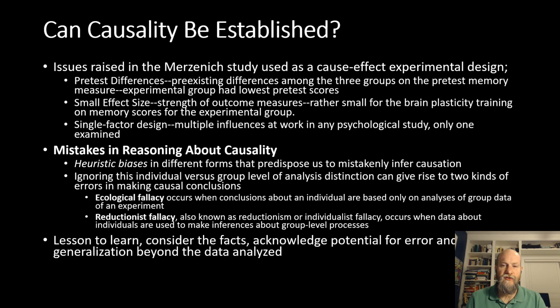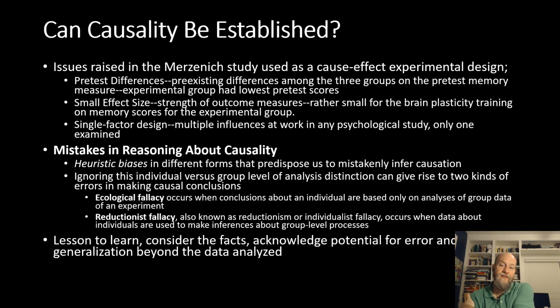So this is when we start at the level of an example, an anecdote, an individual who showed a strong, for example, in Mersenic, you find an individual who did very poorly on the memory test, pre-test. They received the plasticity training and they did incredibly well. They showed great improvement. You'd be basically committing the reductionist fallacy to look at that individual point of data and assume that it must apply to the whole experimental group, for example. So these are two fallacies, two errors, two heuristic biases in our thinking that we need to be mindful of, we need to pay attention to, because they can really cause us a lot of trouble in terms of inferring causality.